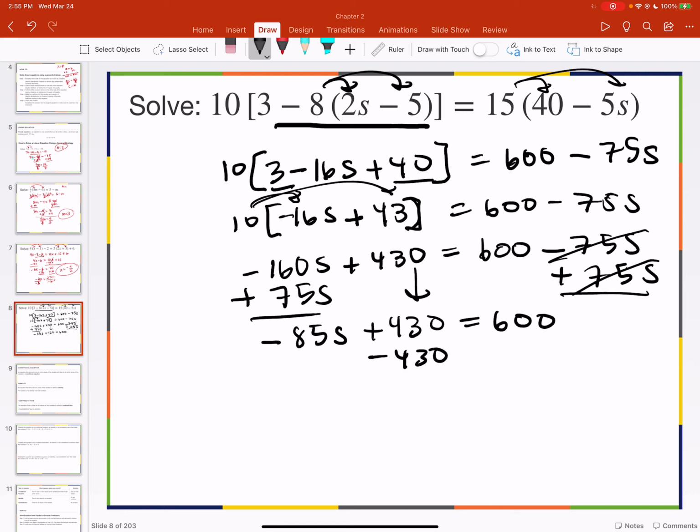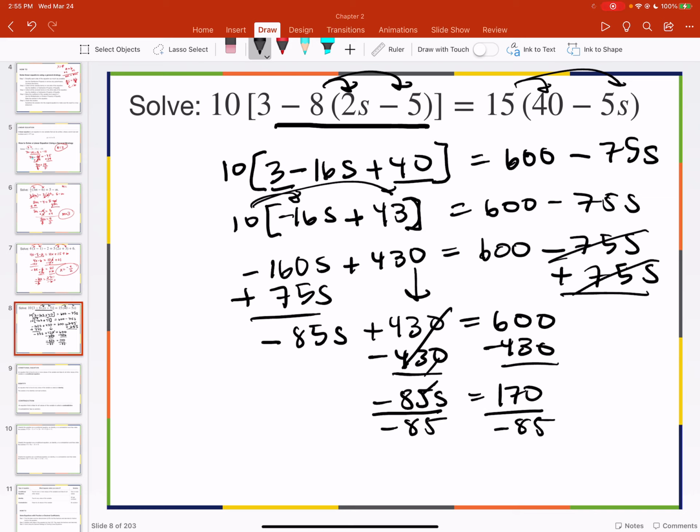Subtract 430 from both sides. Okay, we get 600 minus 430. That becomes 170. So negative 85s equals 170. So we're dividing both sides by negative 85, because we want to get s by itself. And your final answer will be negative 2.